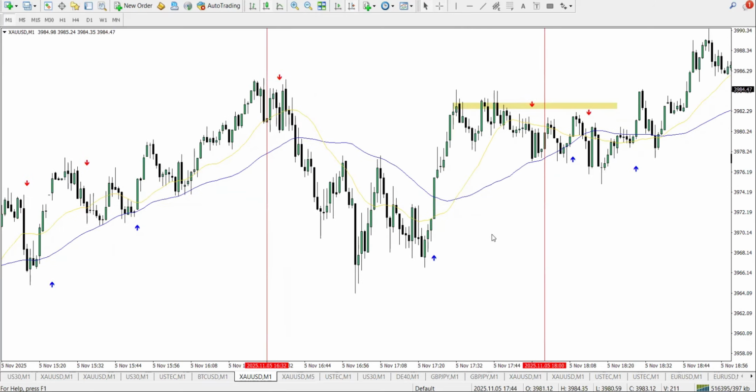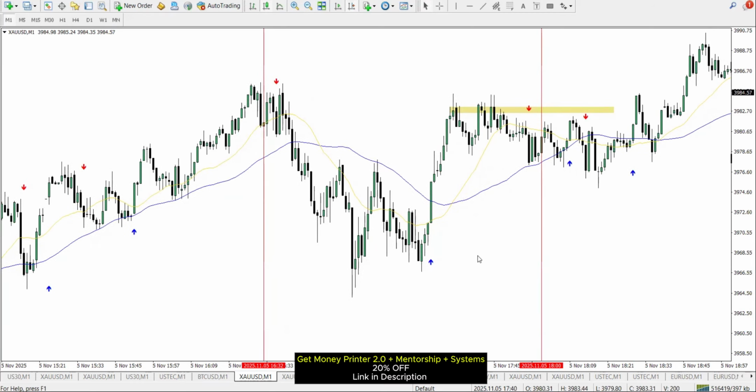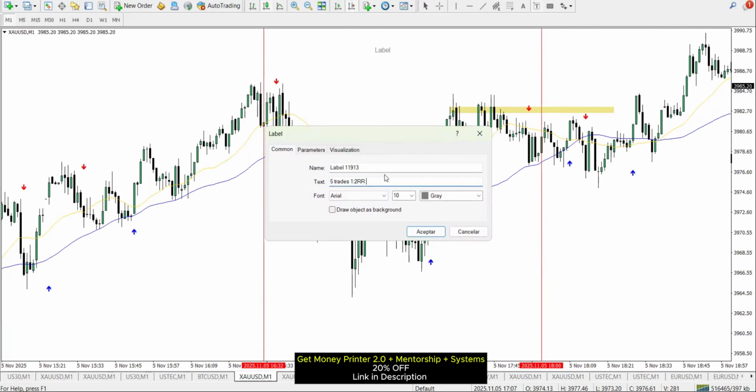Okay, so that's it for this day. We do have a 1 to 2 risk reward ratio, guys. Imagine if you had a funded account, we already had a bunch of great trades. We already had about 5 good trades of at least 1 to 2 risk reward ratio. So we already have 5 winning trades of at least 1 to 2 risk reward ratio.